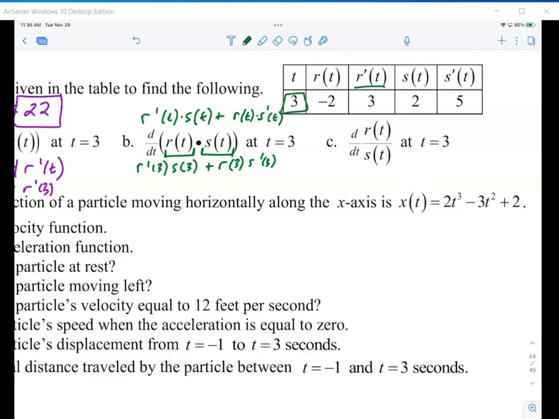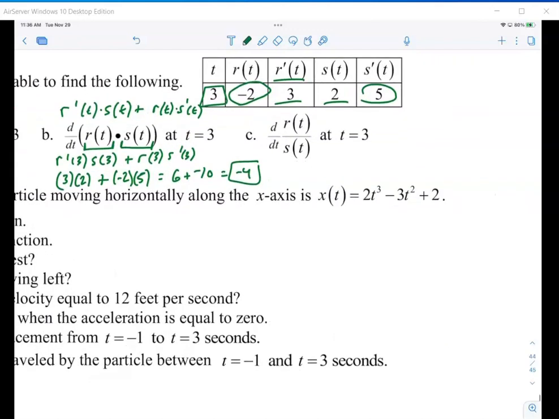R prime is 3. S of 3 is 2. R prime of 3 is, wait, hold on. Oh, yeah. Sorry, I thought that was a prime right there. Okay. Regular r of 3 is negative 2. And s prime is 5. So this gives me 6 plus negative 10, which is negative 4.